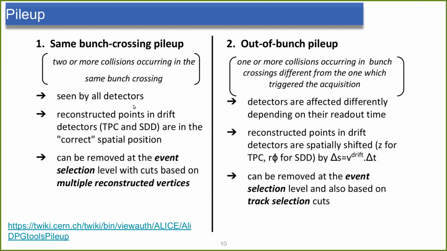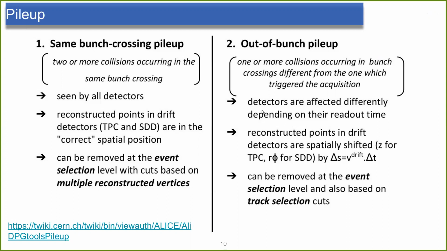So how does this affect our detector? The same bunch crossing pileup will be seen by all the detectors. When you trigger an event, you trigger over a bunch, and if in that bunch you have multiple collisions, all your detectors will be able to see those collisions. So all your detectors will be affected by the same bunch crossing pileup, whereas the out-of-bunch pileup will affect the detectors depending on their readout time.